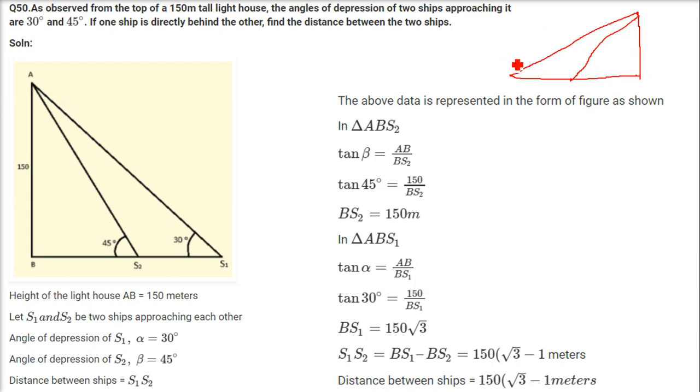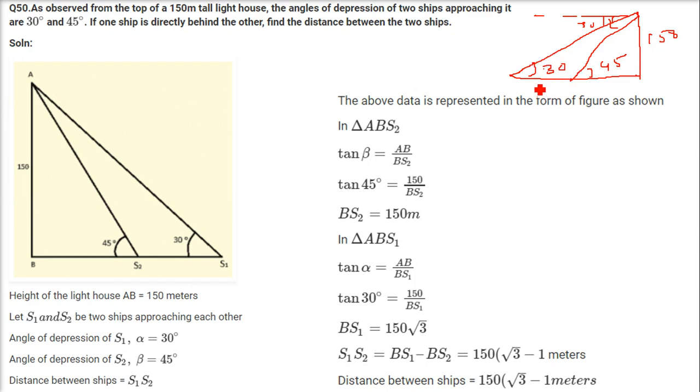Now we know that whenever we go up to a distance, the angle will decrease. So this will be 30 degrees and this will be 45 degrees. Now this is a 150-meter high lighthouse. This is the angle of depression, this was 30 and this was 45 degrees. Because of the parallel lines, the alternate angles will be the same. This will be 30 and this will be 45.